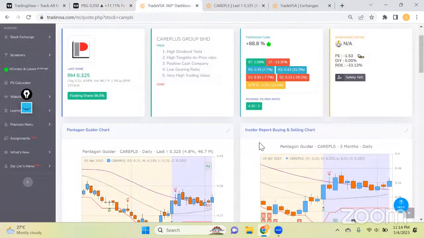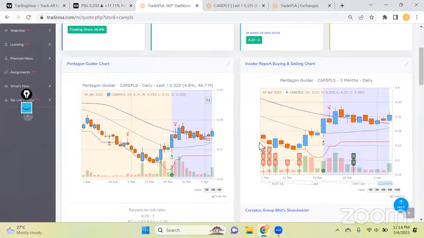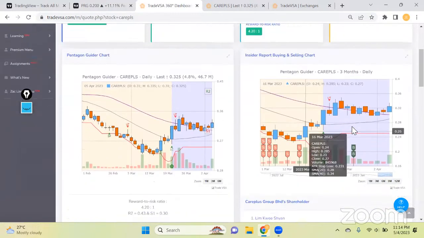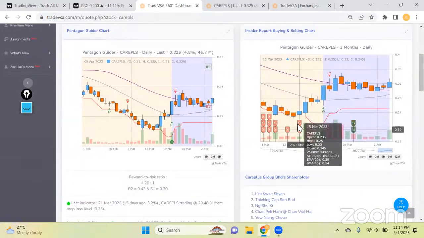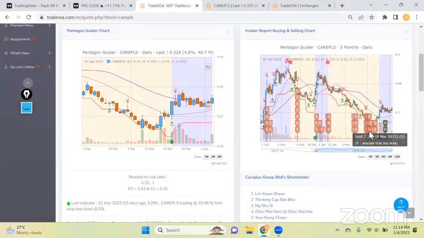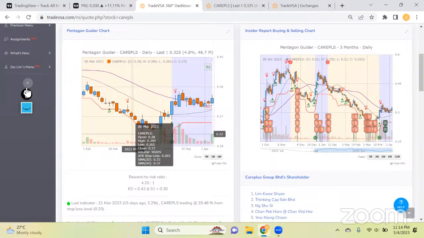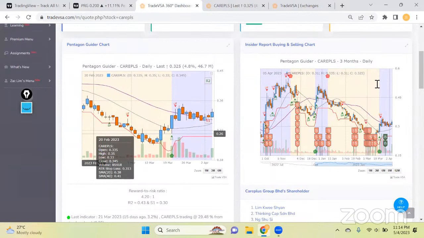All right, any questions you have for me? Or probably you want to check any other counters. Yeah, this one, let's see. Wow, lots of selling by insiders previously. Not sure what happened. No wonder it dropped from here. Lots of selling over here. Any counters you want me to look into, or do you want me to go through the screener?